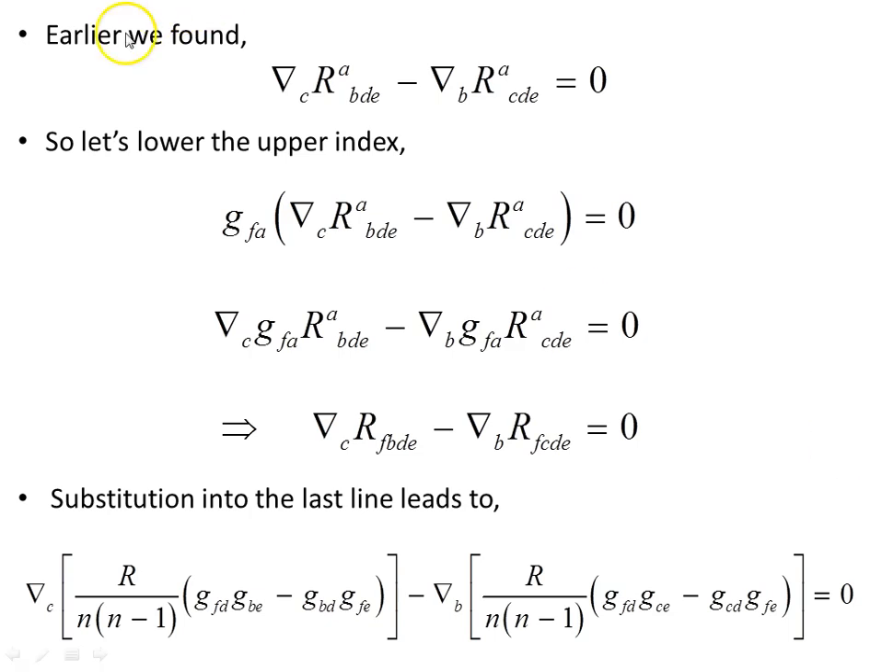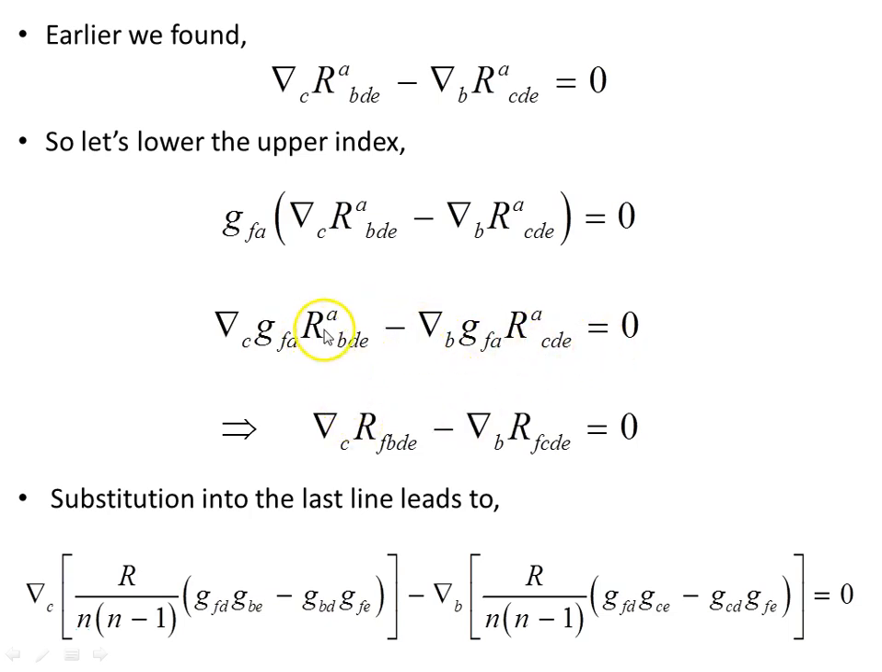Now, earlier we found this other result we obtained, and so let's lower this index here by multiplying through by the metric g f a. So multiply across the parentheses there. Now, metric compatibility means we can take the metric inside next to the Ricci tensor. The covariant derivative of the metric is 0, so using the product rule, we just get back to the metric times the covariant derivative of this object. So metric compatibility means we can put the metric inside the covariant derivative, minus this object here.